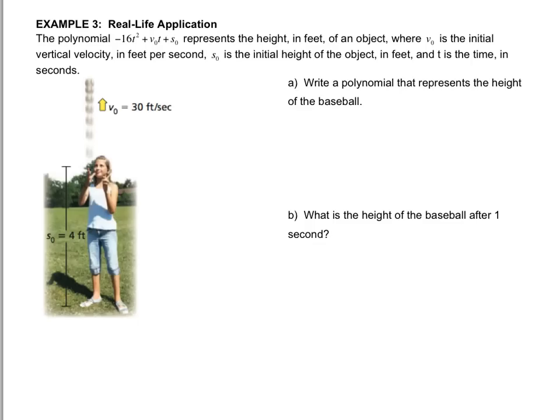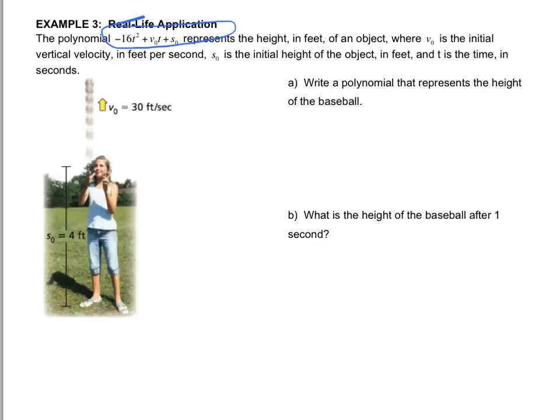Next, we're going to look at a situation where we're going to use the model that you see here, where we have the girl that is throwing a ball up in the air to help us determine the height of the baseball after the 1 second. So we are given the function that will show us how to determine that. It is given up above within the problem as the negative 16t squared plus v sub o times t plus s sub o.